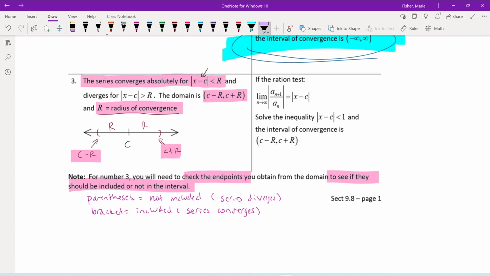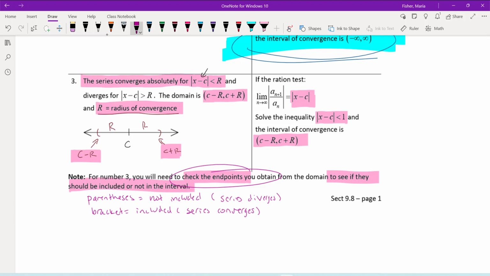Our last option with the ratio test was if we were equal to 1. And we knew that with the ratio test, the way that we were looking at it before, that was inconclusive. But now it changes for us. We won't be left with 1, we'll be left with the absolute value of x minus c. So if we do the ratio test on our power series and we end up with the absolute value of x minus c, we have to solve the inequality, the absolute value of x minus c less than 1, and then our interval of convergence is going to be from c minus r to c plus r, where again we're going to need to check the endpoints.